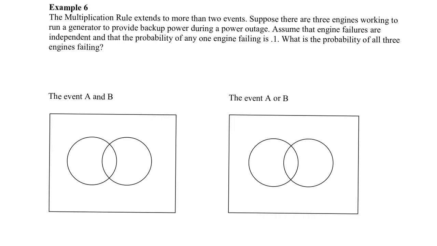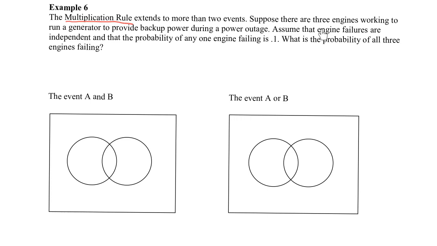So for example 6, we are once again talking about this multiplication rule. And here we're just going to see that it really extends indefinitely. It can extend to more than 2 events. It could be 3 events, 7 events, 10 events, however many events there are.